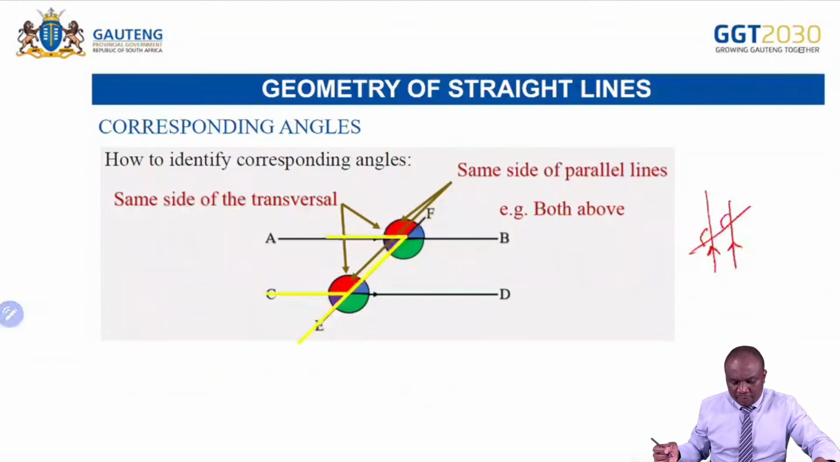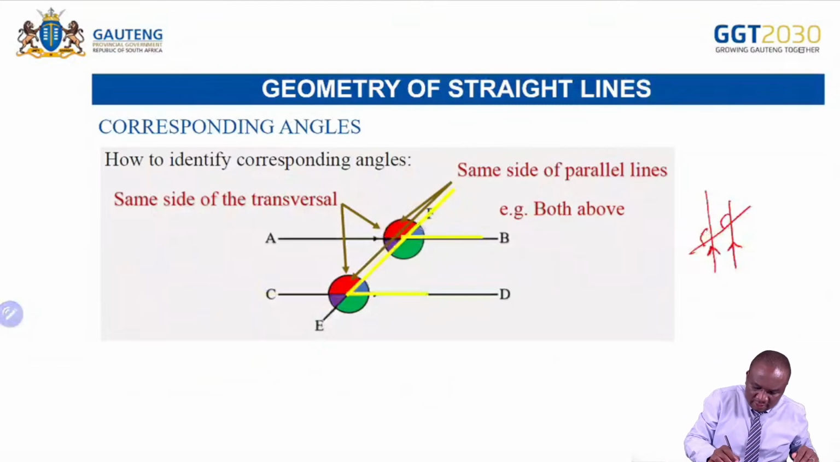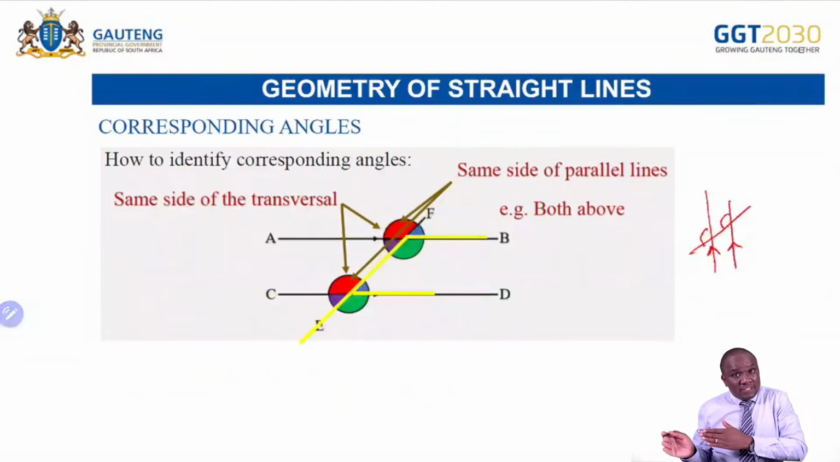Let me just explain. And then we have this. You see that? The blue ones. Both of them are on the right-hand side of the transversal, and both are above the parallel lines. These are corresponding angles. And then we have the green ones. Both of them are on the right of the transversal line, and both of them are below the parallel lines. This is how we identify the corresponding angles.